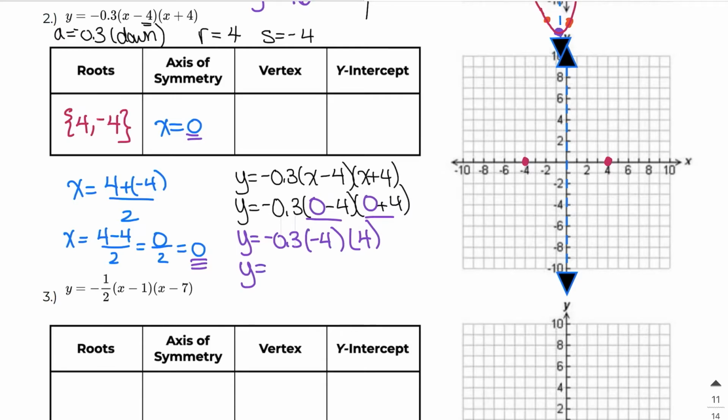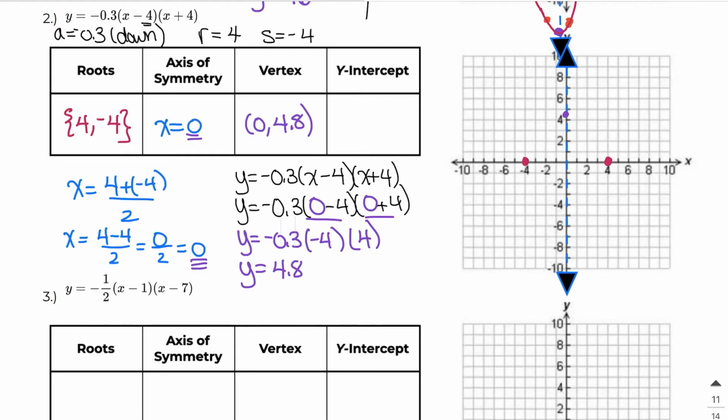And then I can just type that into my calculator and see what I get. So I would type in negative 0.3 times negative 4 times 4, and I would end up getting 4.8 right here. So that means that my vertex would occur at 0, 4.8. Now, let's go ahead and graph that out. So that would be approximately right here.